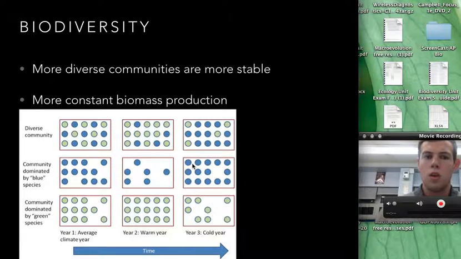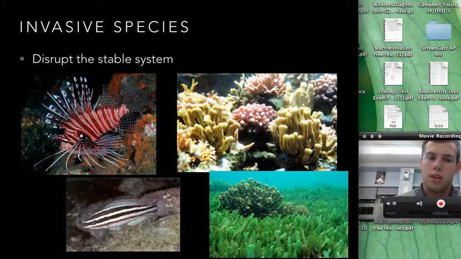Okay? So, speaking of that, there is a way that this can get all ruined. This whole thing where it's a stable system can get disrupted. One way is through invasive species. Now, you guys have probably heard about a number of these, possibly the lionfish. So let's take a look at the lionfish here for a second.